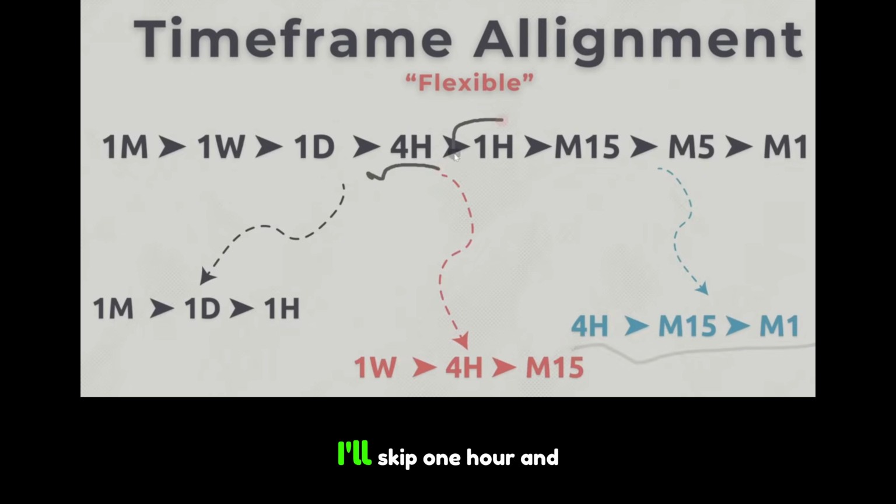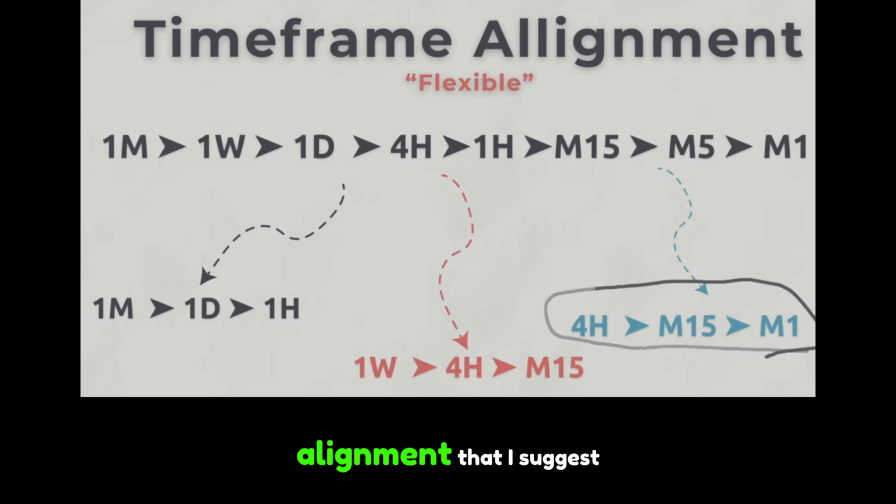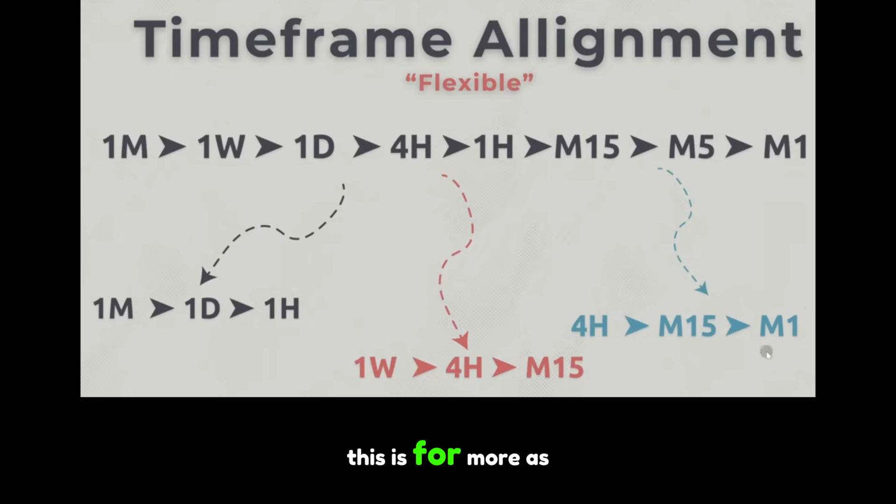So 4 hour, I'll skip 1 hour and I'll go to 15 minutes. I'll skip the 5 minute and I'll go to 1 minute. So that's another time frame alignment that I suggest. This is more for scalping because your entry is going to be on the 1 minute. This is like, in the middle.